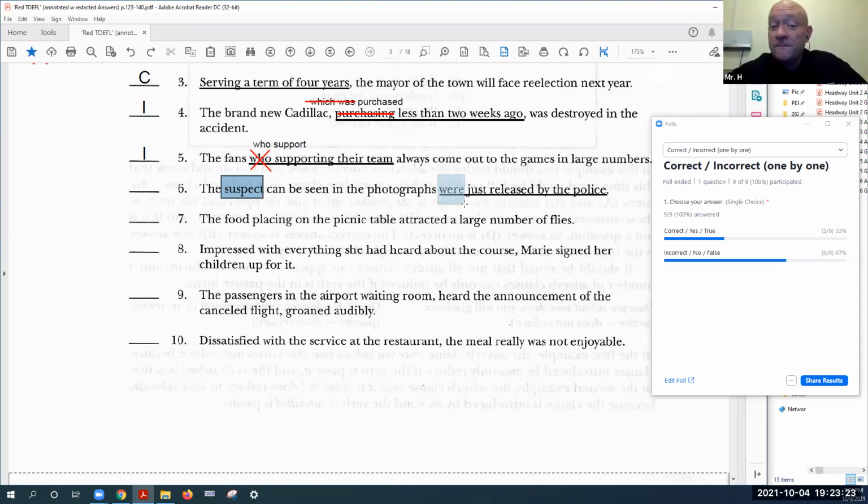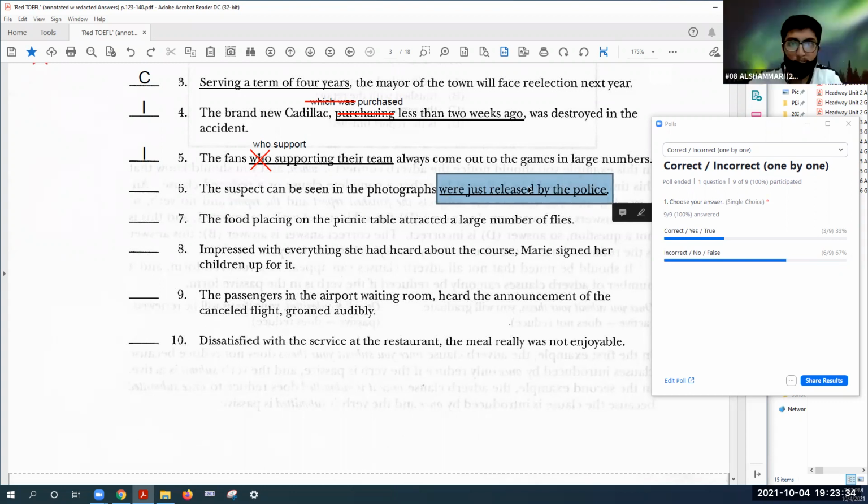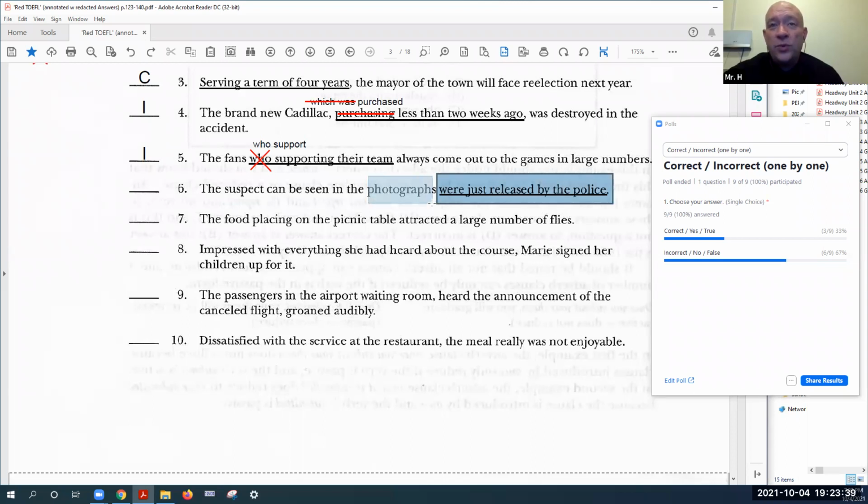Were is plural. And I have another question. So what does it describe here? Just released by the police. Photographs. It describes the photographs. Now, we learned in Headway the word published. Or issued. Remember that? Issued. The photographs were issued. The photographs were published or released. They all mean the same thing.